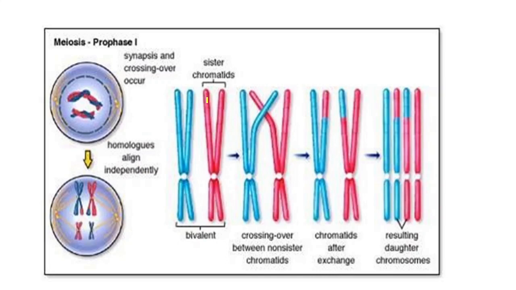These are the sister chromatids. As I told you, this is a pair of bivalent. There's a pair of bivalent. There's 4. That is why they are also called tetrads. Each chromosome has 2 chromatids.